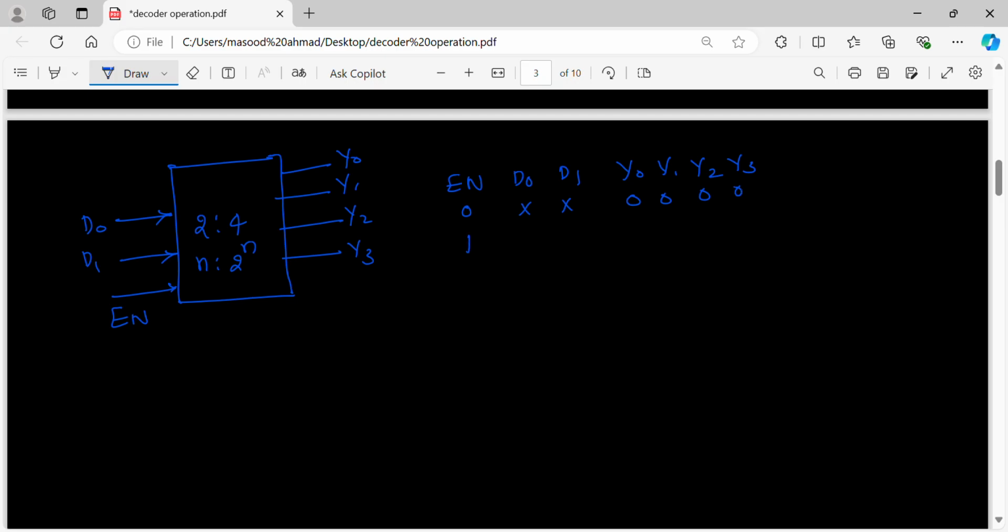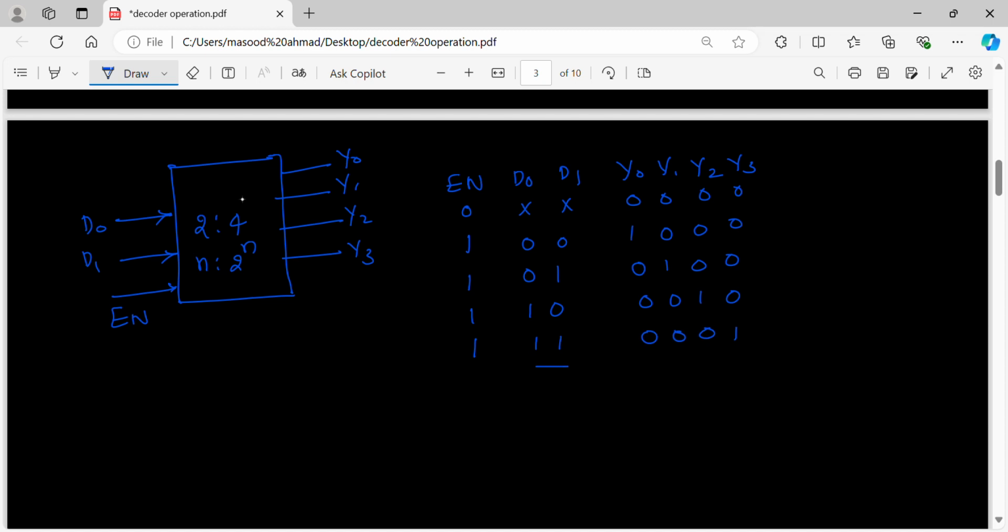When enable is 1, okay. So D0 D1 can be 0, 0. When it is 0, 0, Y0 will be 1. When 0, 1, okay, Y1 will be 1. So likewise we can see. When enable is 1, 0, 0, Y0 is 1: 1, 0, 0, 0. If this is 1 and 0, 1, then 0, 1, 0, 0. When this is 1 for 1, 0, this is 0, 0, 1, 0. And this is 1 for 1, 1, this is 0, 0, 0, 1.